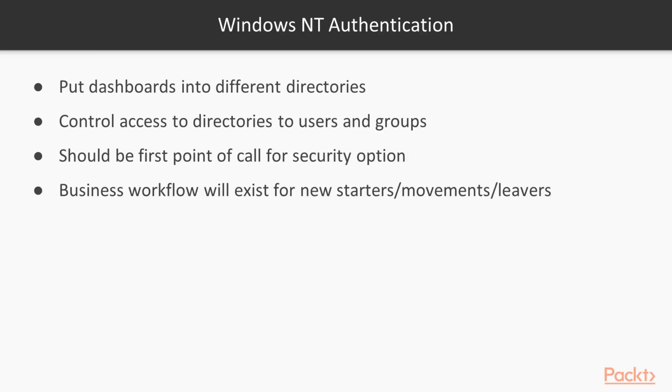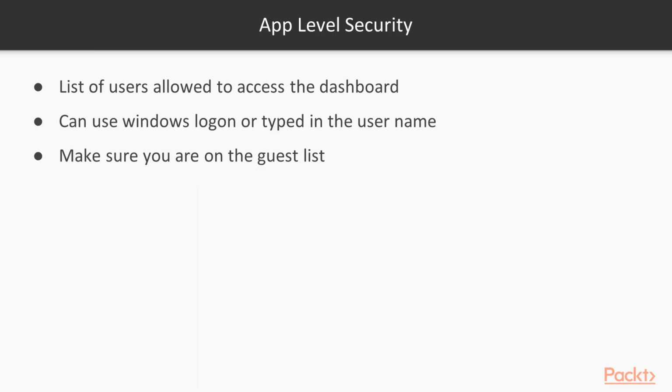So Windows NT Authentication. What we can do is utilize what already exists in Windows. We can put our dashboards into different directories, and we can control access to those directories to different users and groups. So if you're in the HR group, you can see what's in the HR directory. This should be the first point of call for security options, mainly because there will already be a business workflow for new starters, movers and leavers. So IT will know when someone starts and what directories they get. And more importantly, when they transfer or when they leave. But if we're going to do it in Qlik, Qlik has several options we can use.